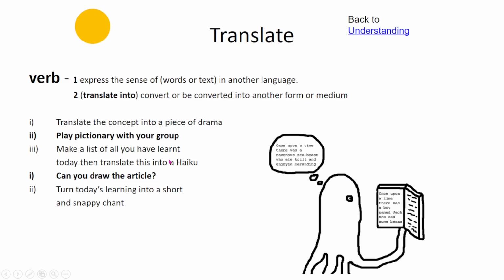Translate: express the sense of a word or text in another language. Be converted into another form of media. Translate the concept into a piece of drama. Play Pictionary with your group. Make a list of all you learned.